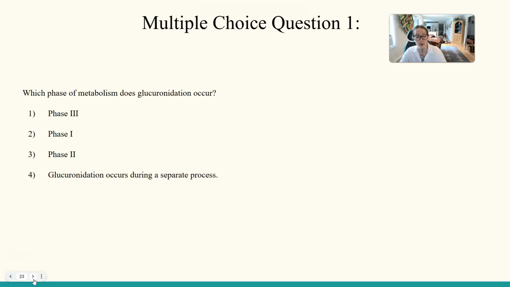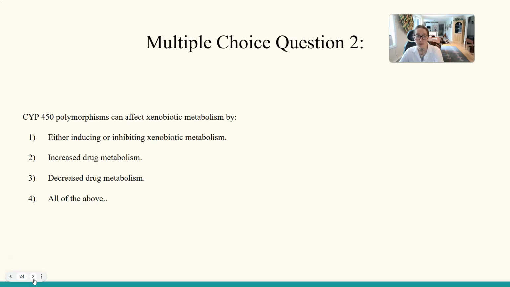Now we're brought to some questions here. Which phase of metabolism does glucuronidation occur? Phase 3, phase 1, phase 2, or glucuronidation occurs in a separate process? This would be phase 2. CYP450 polymorphisms can affect xenobiotic metabolism by either inducing or inhibiting xenobiotic metabolism, increasing drug metabolism, decreasing drug metabolism, or all of the above. And the choice here is all of the above.